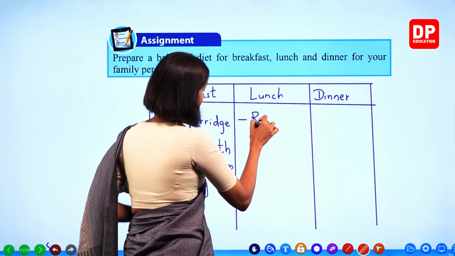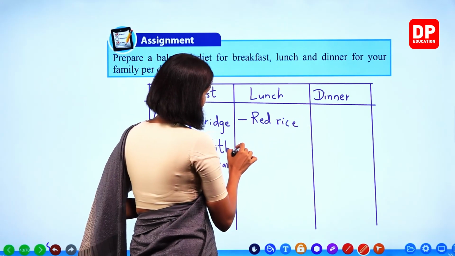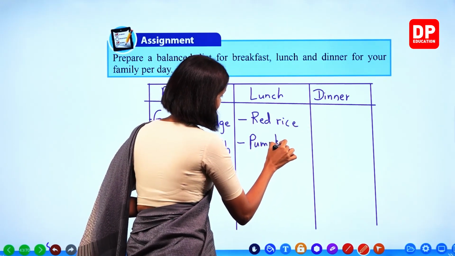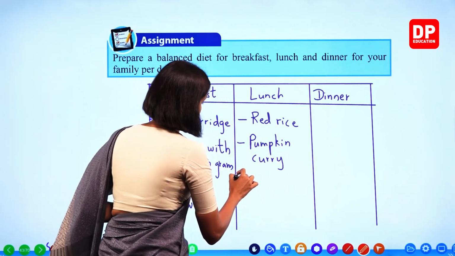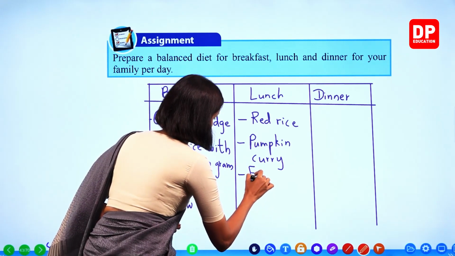So for lunch we will write: red rice, pumpkin curry, and fried sprats.